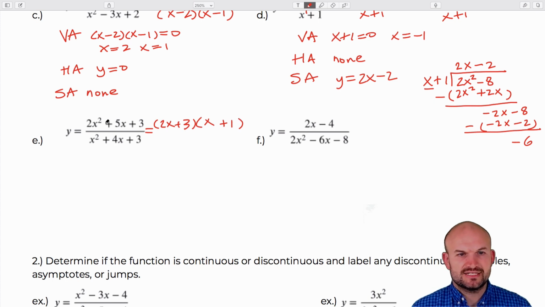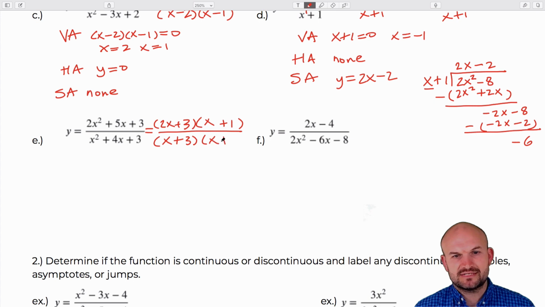2x times x is 2x squared. 2x times 1 is 2x. 3 times x is 3x. So 3x plus 2x is going to be 5x. And then 3 times 1 is 3. Okay, very good. Now my denominator, that's a little bit easier. That's going to be factored into an x plus 3 times an x plus 1.